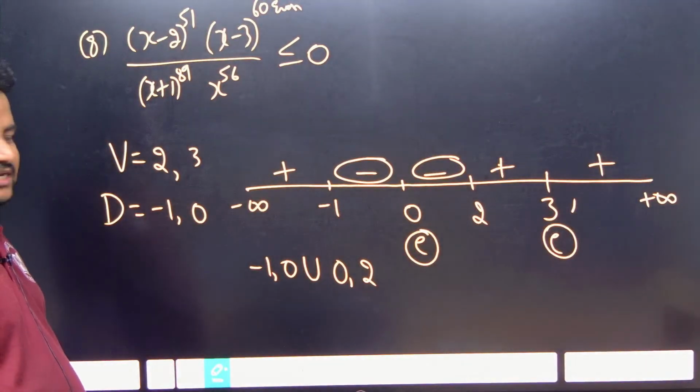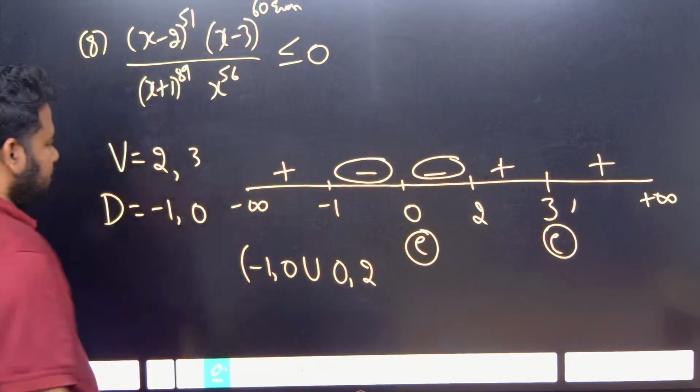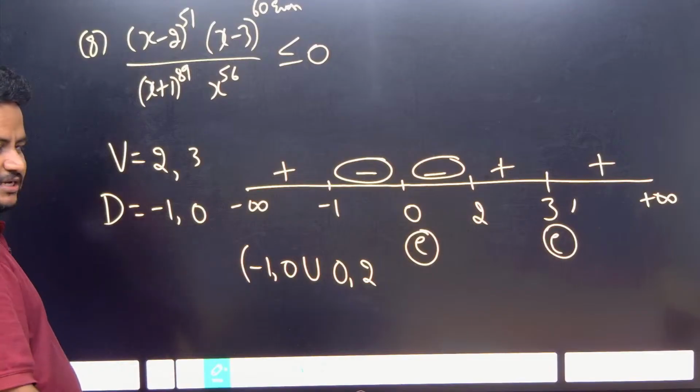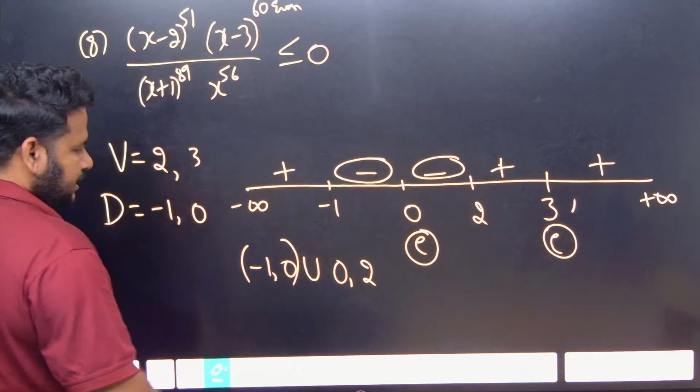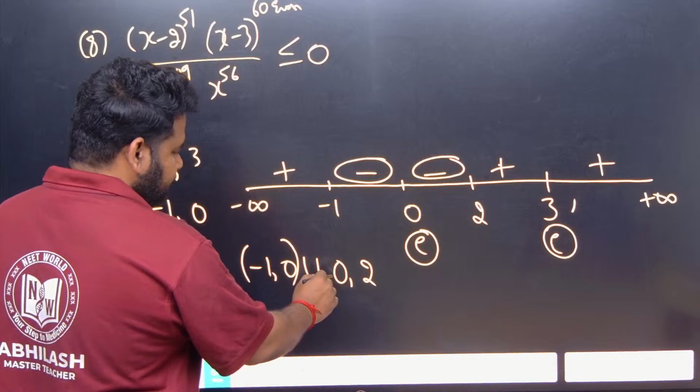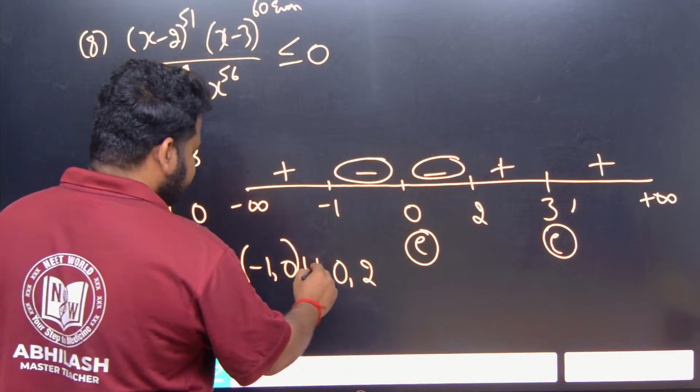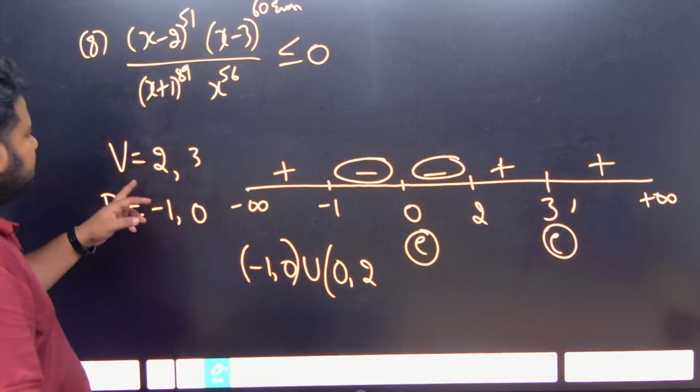Minus 1 is what? Discontinuous point. So this will be open interval. 0 is what? Discontinuous point. So this will also be open interval. And what about this one? This 0 is also a discontinuous point coming in. This is also open interval. This 2 is a vanishing point.